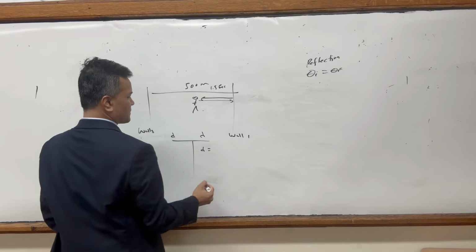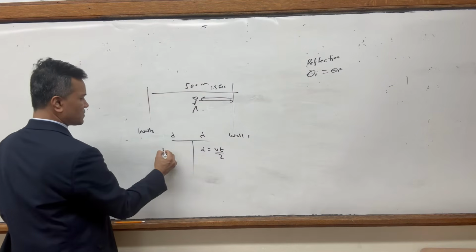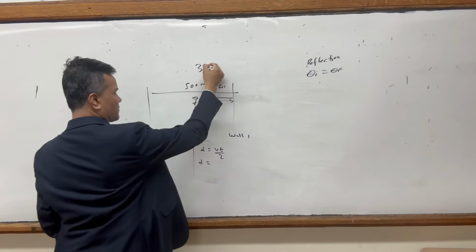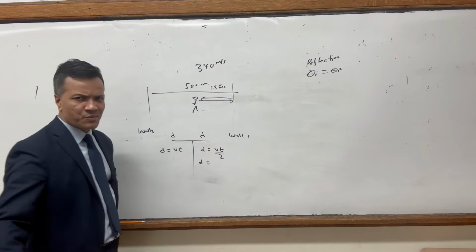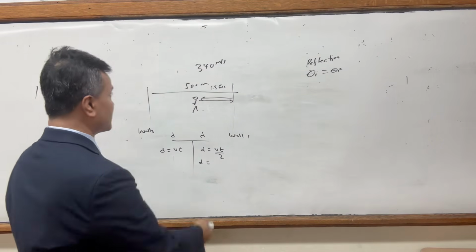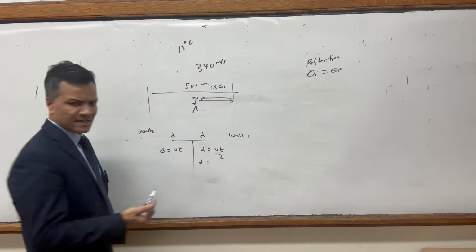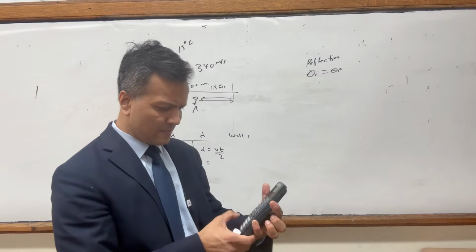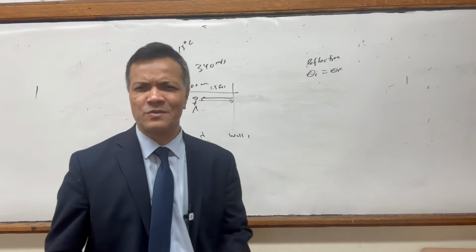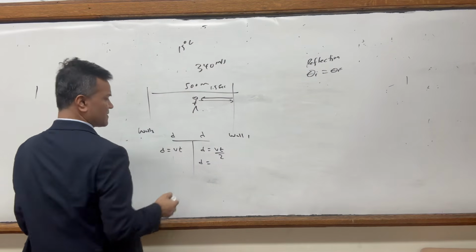d is equal to vt over 2, and d is equal to vt. Here we're going to say 340 meters per second. Temperature is not 0 degrees Celsius, it's about 15 degrees Celsius. So 15 times 0.6, about 340. So 15 degrees Celsius.